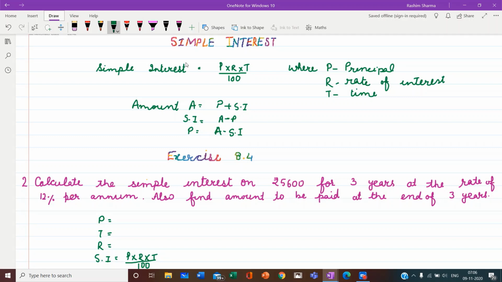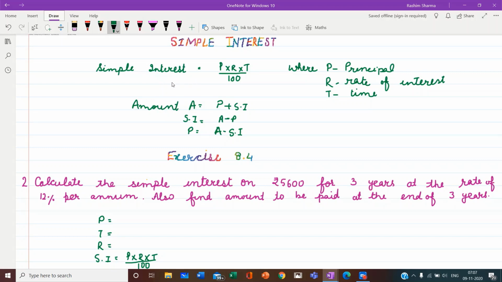When we borrow some amount from any bank for a fixed period of time, with that money we have to return some additional amount. That additional amount is known as simple interest. It is for that period, that is time, and it is at some rate of interest. And the total money that we return is known as amount.